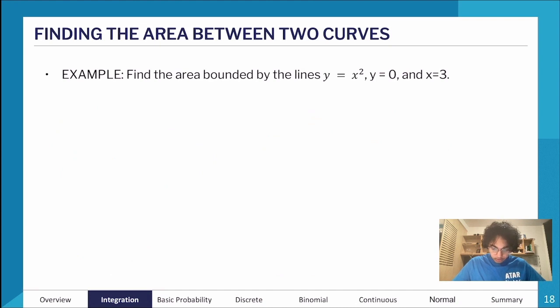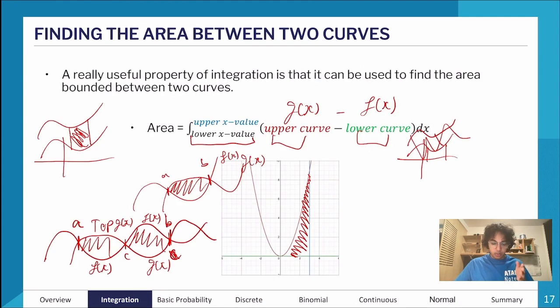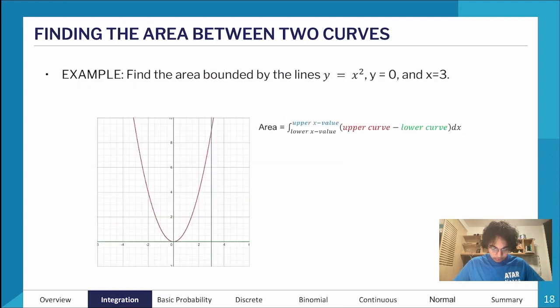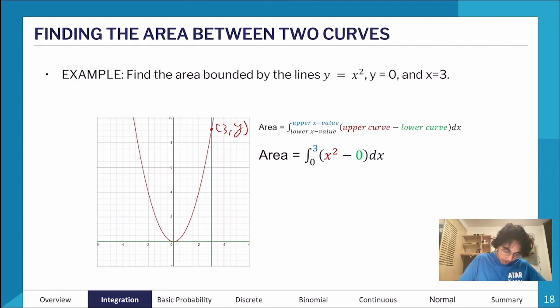Okay. How can I do that? Well, I want to determine what the lower and upper x values are. The upper x value is clearly going to be at 3, because that's where that line is. So this is at 3. It doesn't really matter what y value it is at, because we're not actually using that for the integral. The starting value, at y is equal to 0, is at x is equal to 0, which is quite convenient. Now, the upper function in this case is x squared.